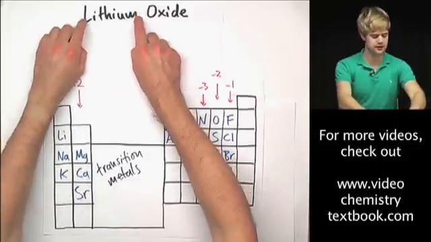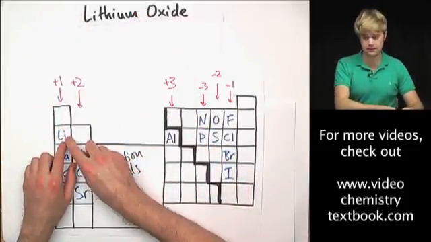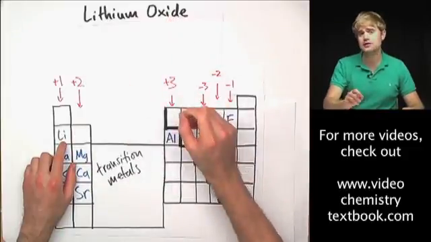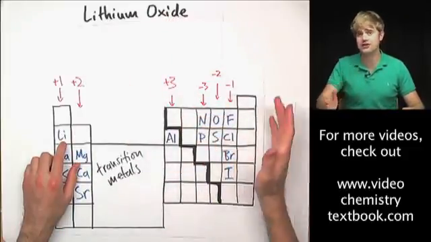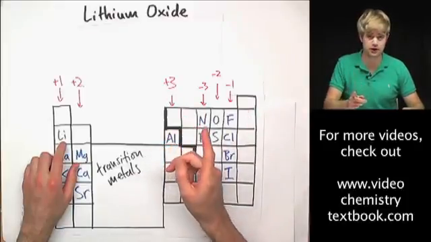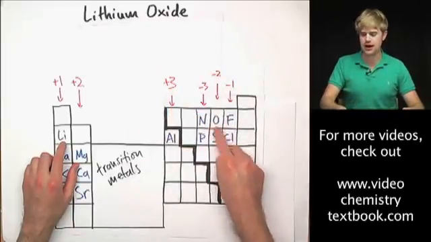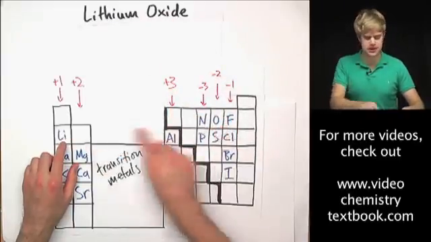Anyway, lithium. Want to find that? It's right here, Li. And oxide. Oxide is just another word for oxygen. It's what we call oxygen when oxygen has a charge. I'm going to talk a little bit more about that later. Anyway, oxide is just another word for oxygen, and oxygen is over here. They're on opposite sides of the periodic table.